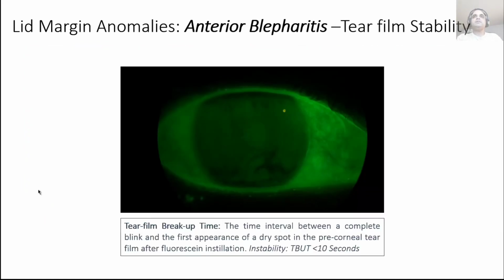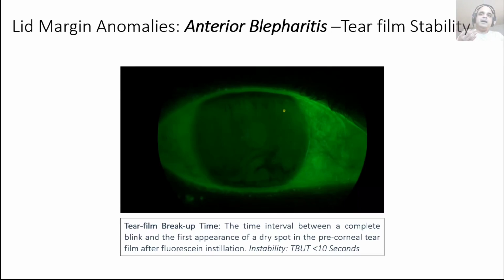This is basically tear film breakup time. Remember, we keep talking about tear film instability. Tear film instability is when the tear film doesn't stick to the eye for the required time. And it's usually when the tear film is not able to stick to the eye for at least 10 seconds that tear film is defined as an unstable tear film.